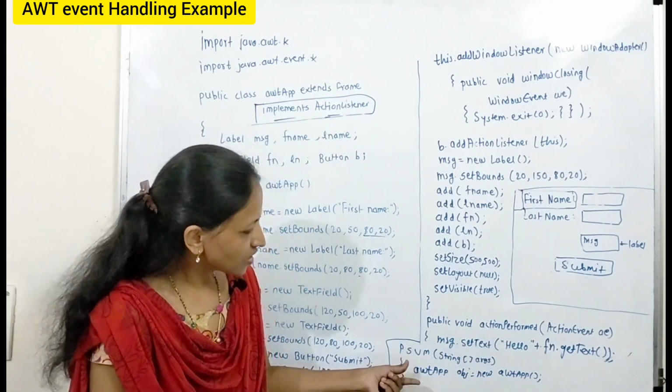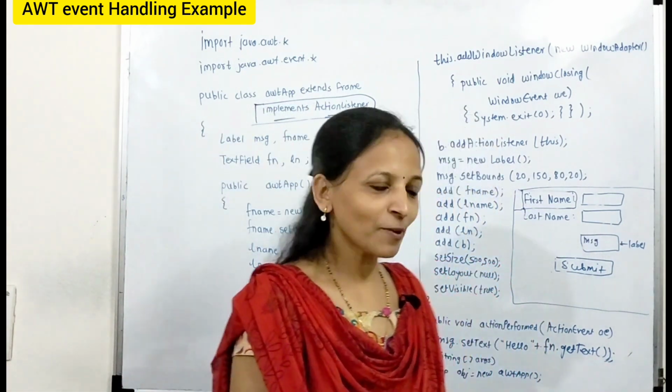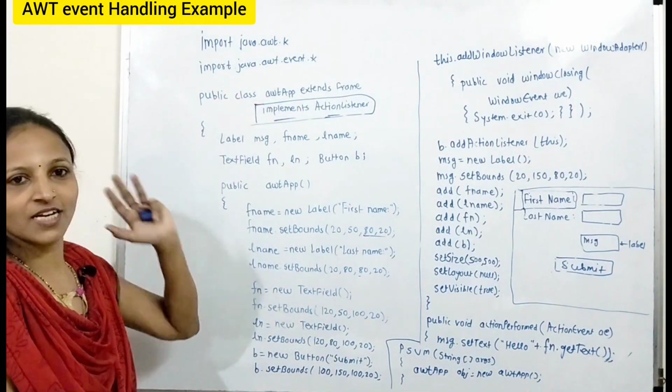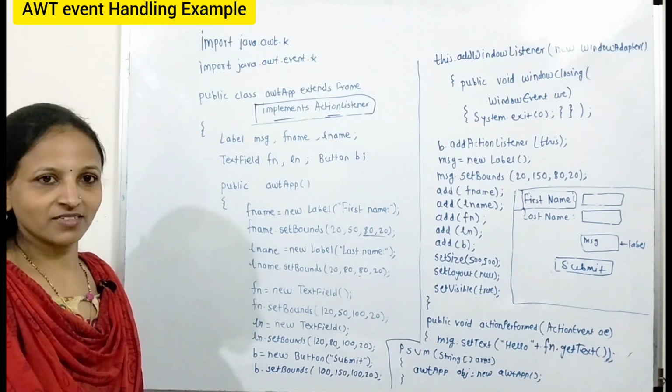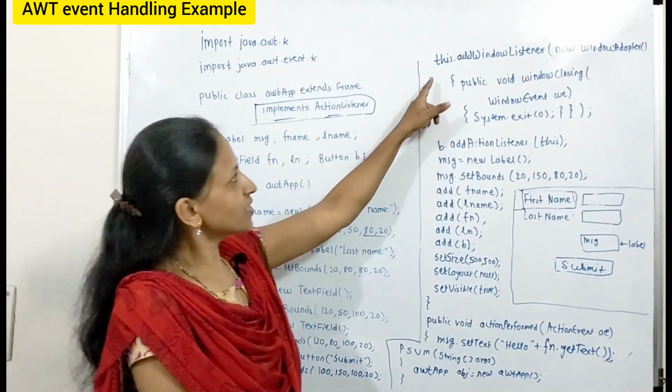That's it. Only this code I have written inside action performed. Now what is this? See, execution always starts at main. We have to write public static void main, and here only we will create an object of this class. That's it. Now automatically everything will work. Okay, getting any doubts? Now only the last point is here.